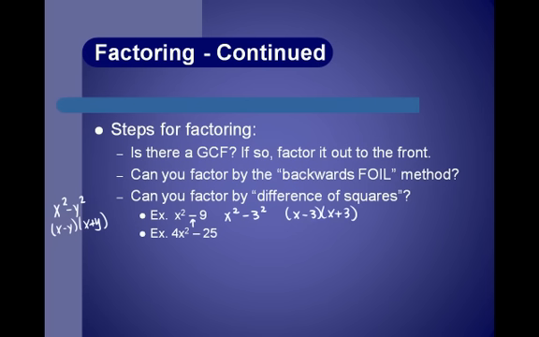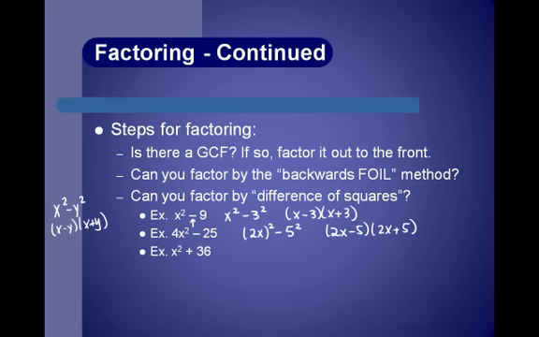Second one, 4x squared minus 25. Can we factor that by a difference of squares? Well, there's 2 terms, minus in the middle. The first term, 4x squared, is a perfect square of 2x, which gives us 2x squared. 25 is a perfect square of 5. So if we rewrote that as 2x squared minus 5 squared, then we could factor that as 2x minus 5 times 2x plus 5. Third example, x squared plus 36.